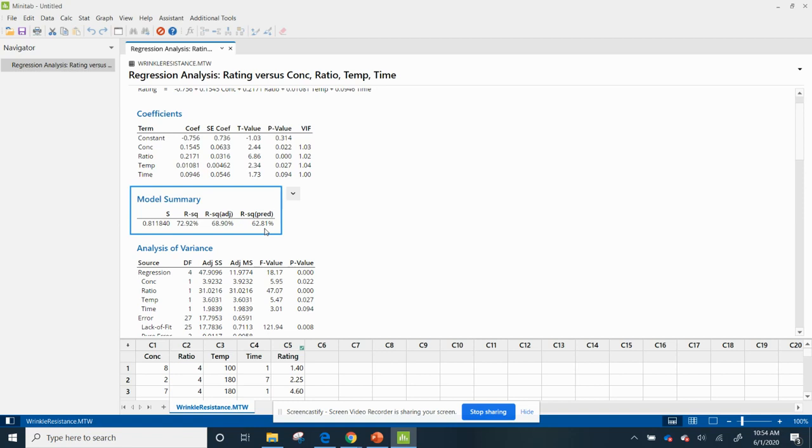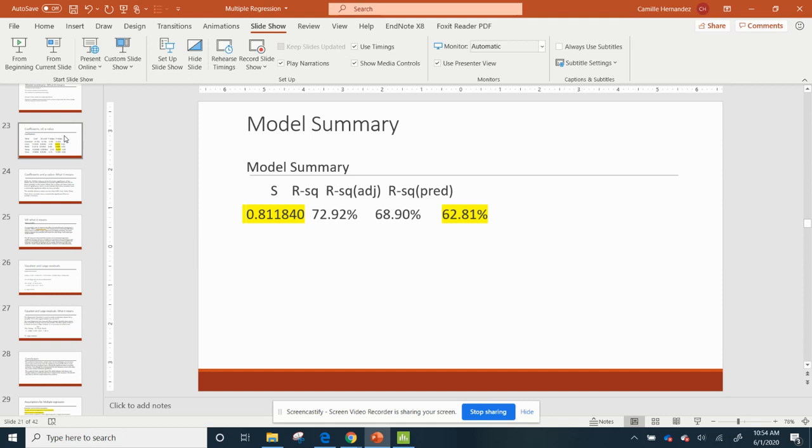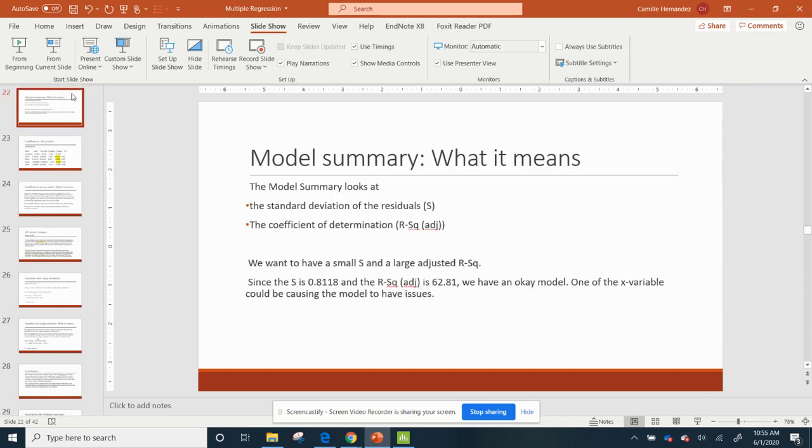So 62.81% of y could be explained by x. So just remember that from the linear regression. Okay, so again, the model summary looks at the standard deviation of the residuals and the coefficient of determination. We want to have a small s and a large adjusted R-squared. So since our s is 0.8118, and the R-squared adjusted is 62.8, we have an okay model. One of the x values could be causing the model to have issues. I mean, it's okay, but I would like it better.